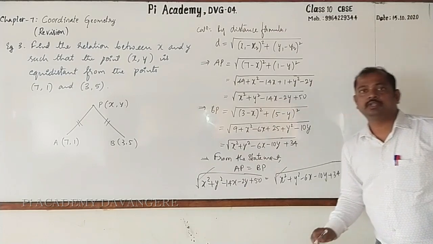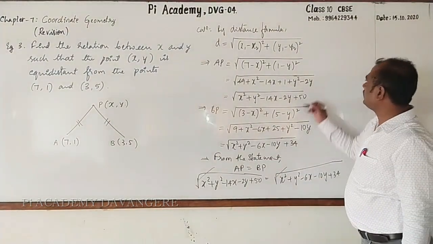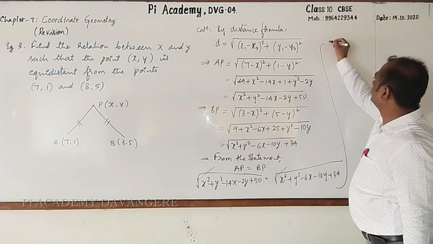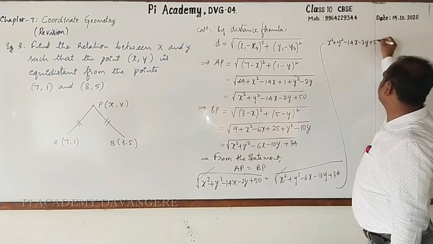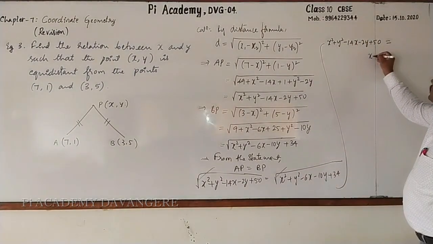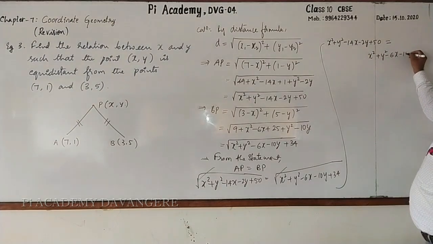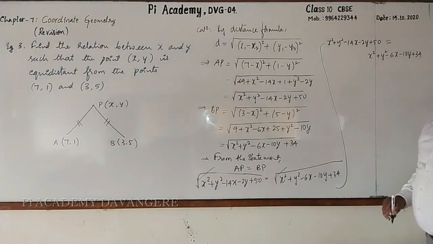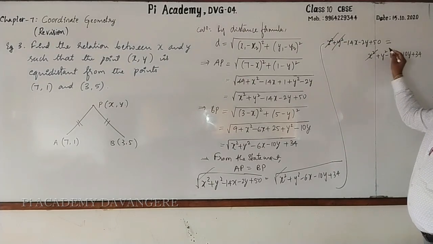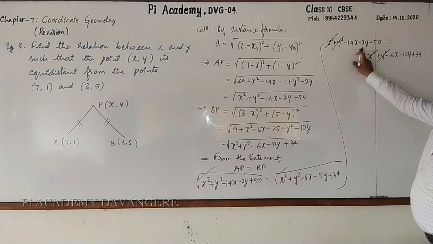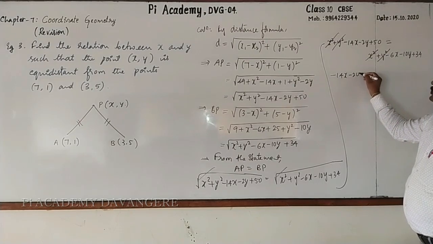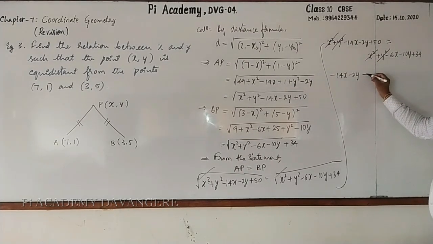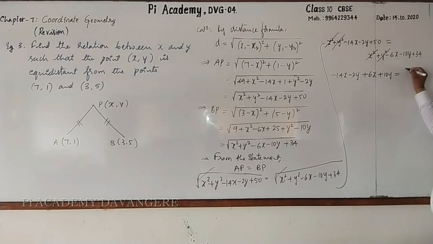Observe, root gets cancelled. Next, remaining, here I am writing: x square plus y square minus 14x minus 2y plus 50 is equal to x square plus y square minus 6x minus 10y plus 34. X square gets cancelled, y square gets cancelled. Then let me write algebraic terms on one side, constants on the other side. So minus 14x minus 2y. Transfer minus 6x to the left hand side, it becomes plus 6x, plus 10y is equal to 34.